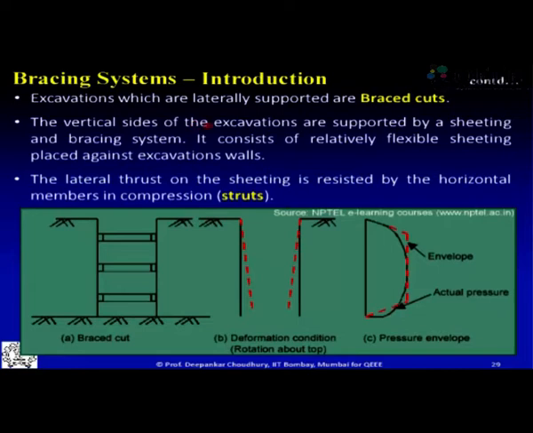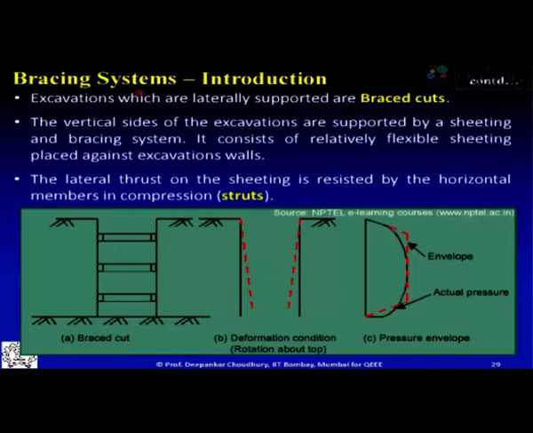So excavations which are laterally supported. Suppose this is our natural ground level, now it is required to make a deep excavation like this in the ground vertically, because here other structures are existing. So what we should do, we should construct some kind of lateral support system or retaining earth system with some lateral support system provided like this, which altogether will be known as bracing system.